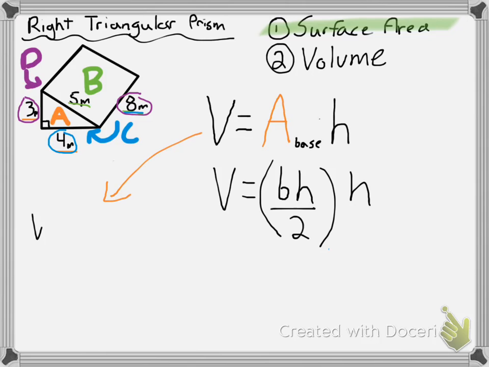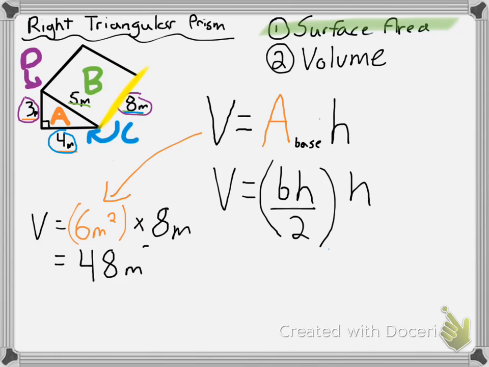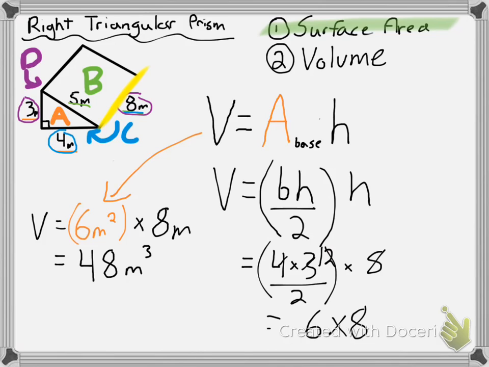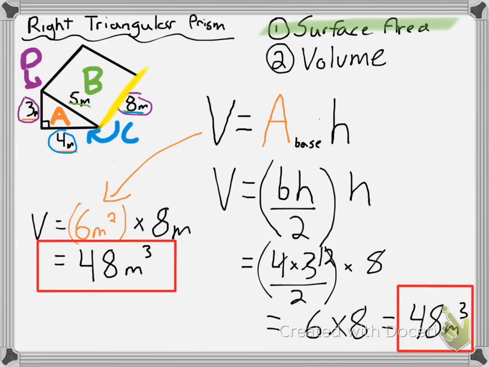So we're going to solve this 2 ways. One, we'll just use the area we already calculated, which is 6 meters squared times our height there of 8. We end up with 48 meters cubed. Now, in the second way, we can substitute in using our base times height divided by 2. We revert back, we look at 3 meters by 4 meters divided by 2, which again will give me 12 divided by 2 is 6, times 8 is 48 meters cubed. Get the same answer. There we go.